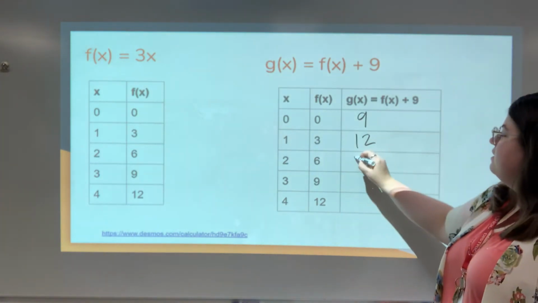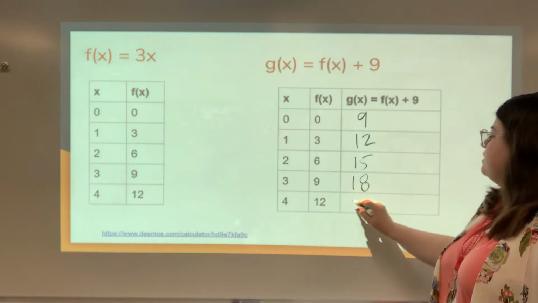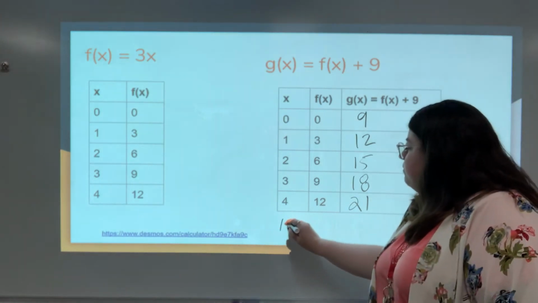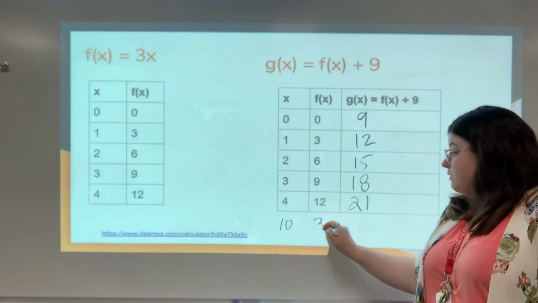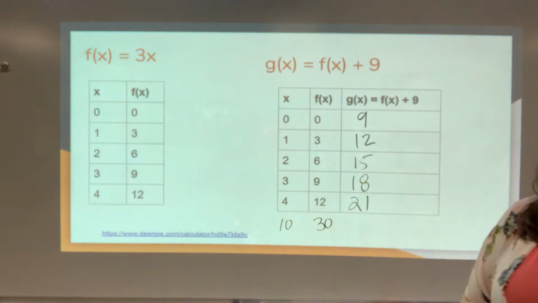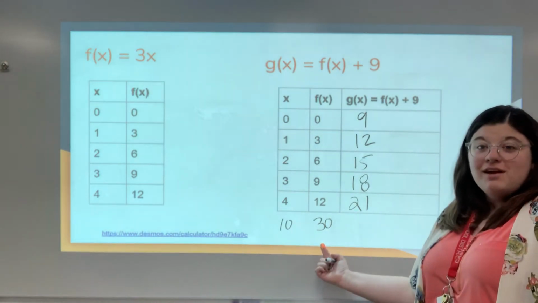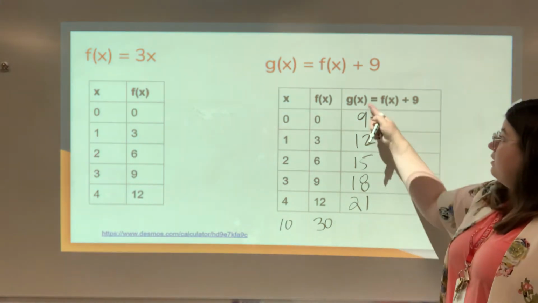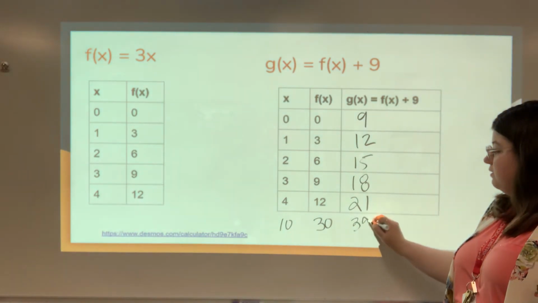6 plus 9, 15, 9 plus 9, 18, 12 plus 9, 21, etc., etc. So if I put in a 10, f of x says we'll multiply that 10 by 3 to get 30. And then g of x says, just take whatever you got for f of x, whatever your output was, and add 9 to it.